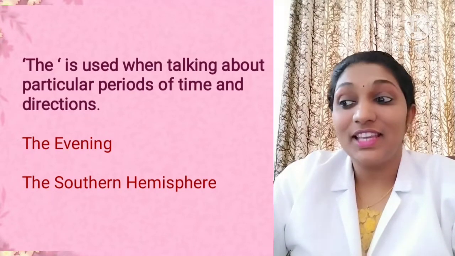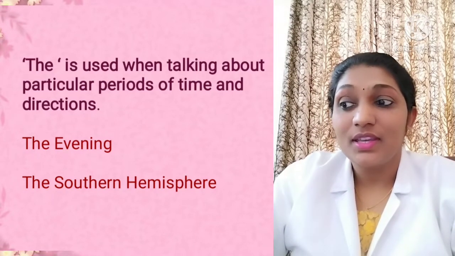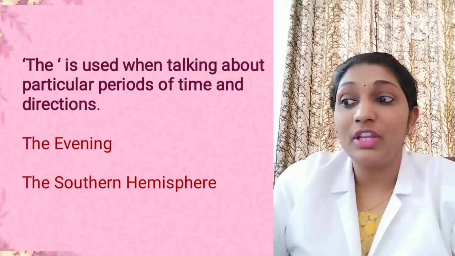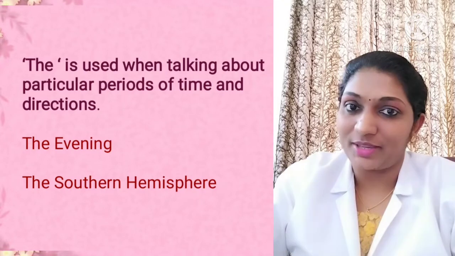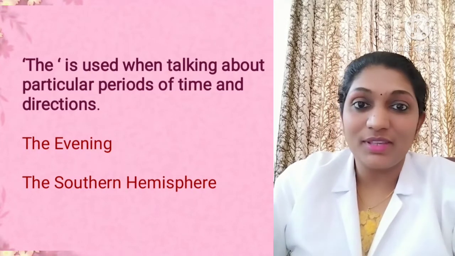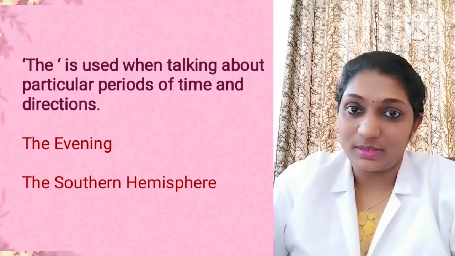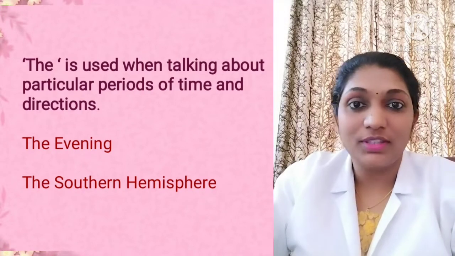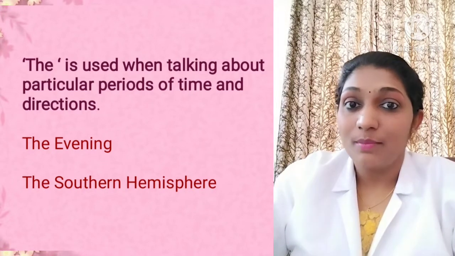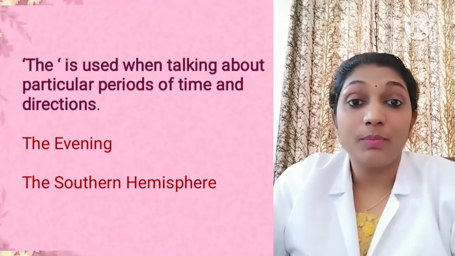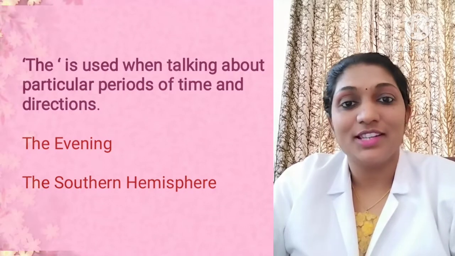For example, the evening, the southern hemisphere. So here we will not simply say evening, the evening, because we are referring to a particular period of time. Then the southern hemisphere, it shows a particular direction, isn't it? So we will use the southern hemisphere. Same way, the north pole, the south pole, all these shows a particular direction. So the is used when talking about particular periods of time and directions.